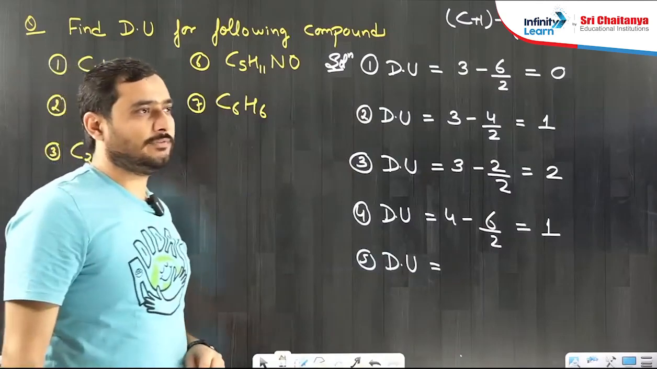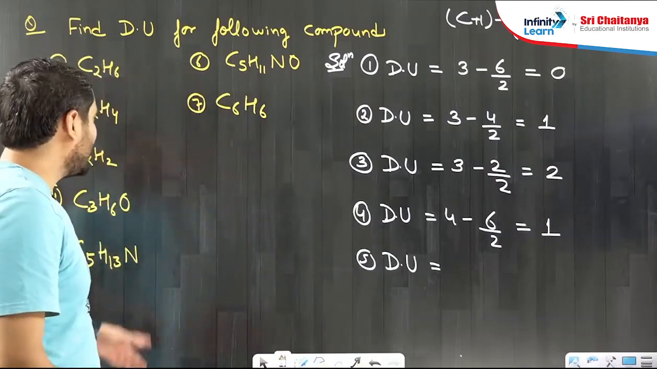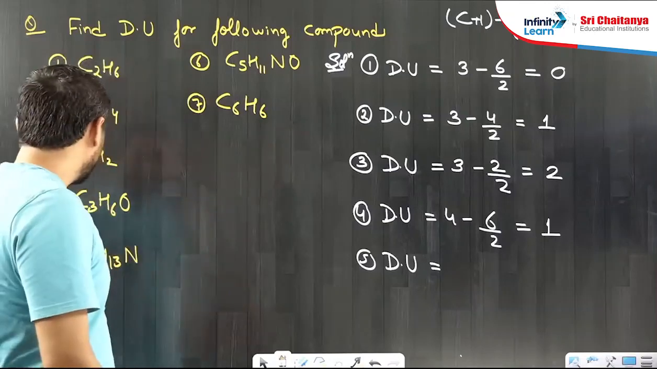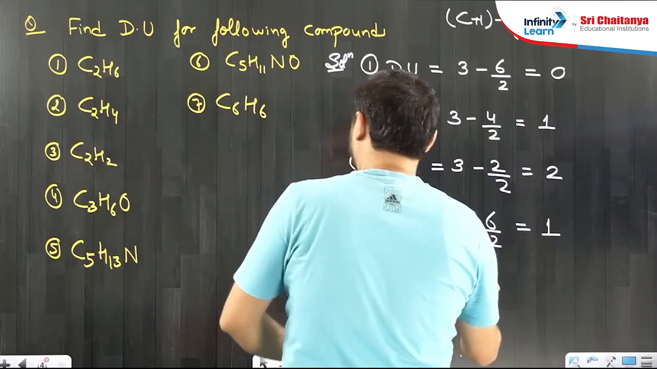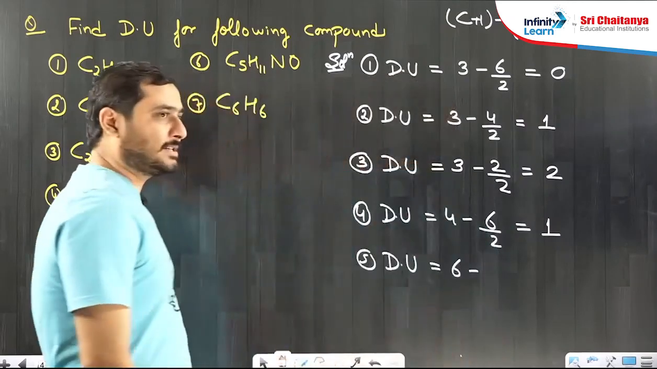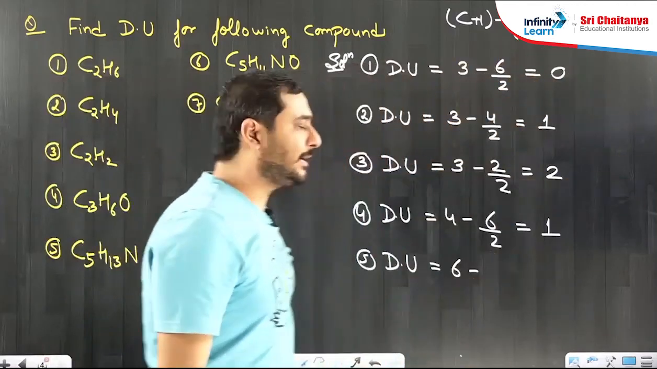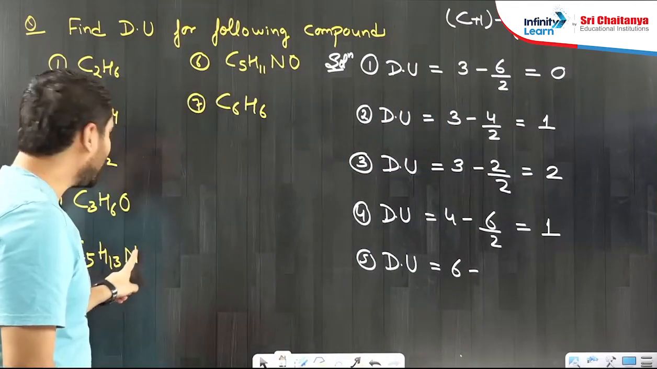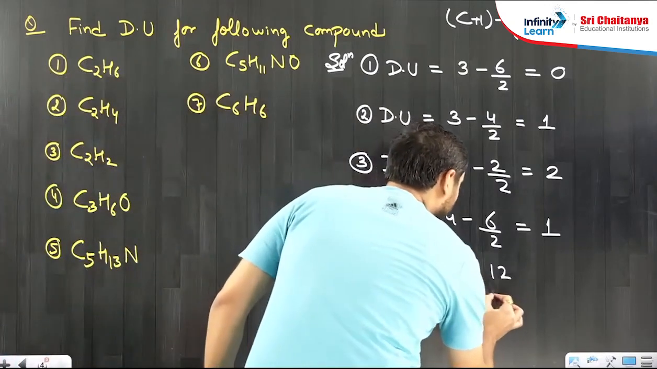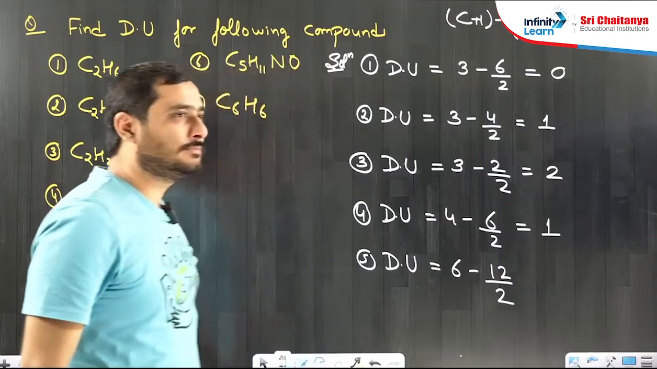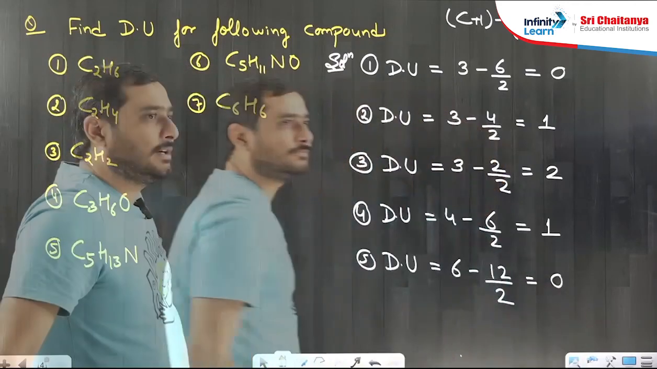C5H13N, what is degree of unsaturation? How much degree of unsaturation will be there? 0. Because now nitrogen will participate. Now 5 plus 1, 6. Now what we have to write? Hydrogen plus halogen minus nitrogen. So hydrogen are 13, nitrogen is 1. 13 minus 1, how much? 12. So 12 divided by 2, so it will be 6 minus 6. What is answer? 0. Clear?